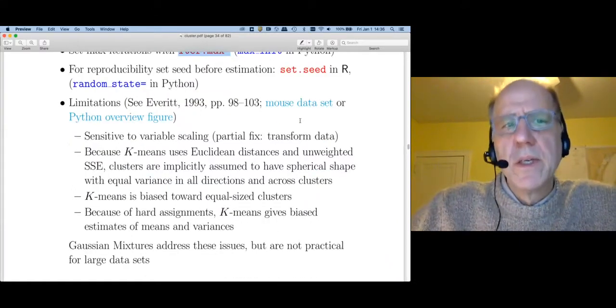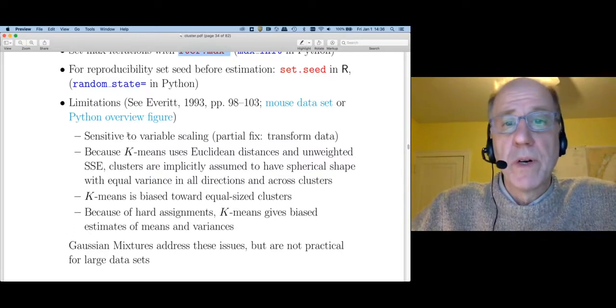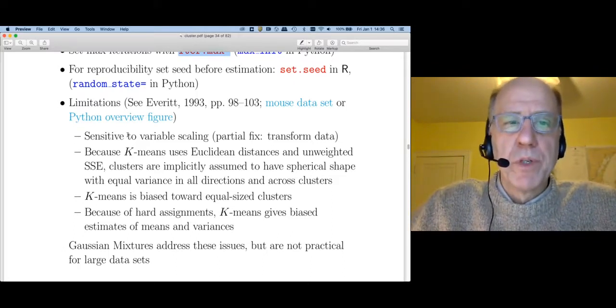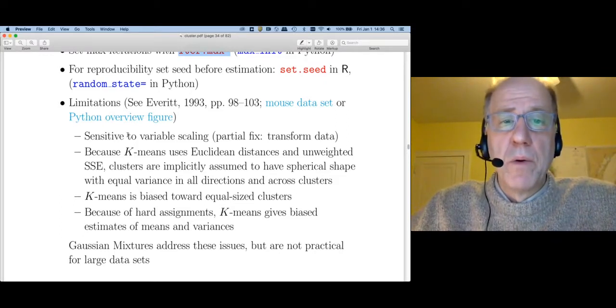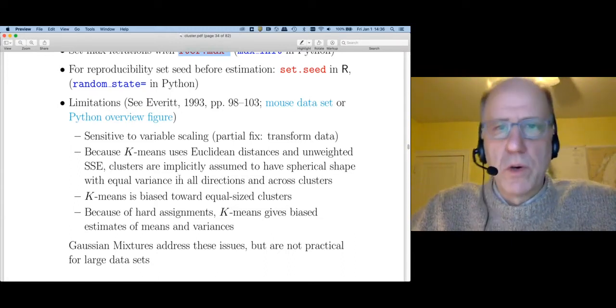So k-means has a number of limitations that you should understand. K-means is sensitive to variable scaling. The partial fix is to transform your data ahead of time. Problem number 2 is because k-means uses these Euclidean distances, we're implicitly assuming spherical clusters, which have equal variance in all directions, as well as across clusters.